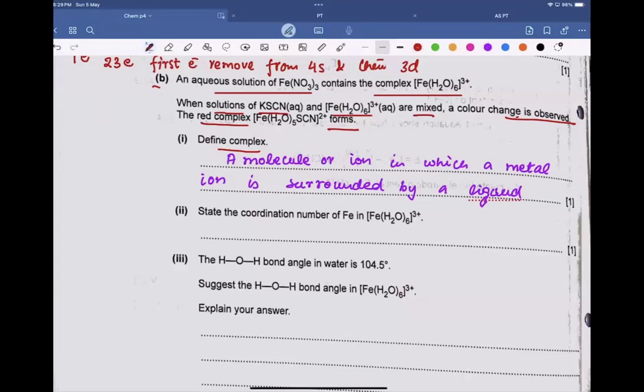Okay. Now, 2. State the coordination number of iron in the hexaaqua iron complex. So if you see, there are 6 water molecules, and water is a monodentate ligand. So one water forms one dative bond. So 6 water molecules form 6 dative bonds. So the coordination number is 6. Is this clear to all of you?